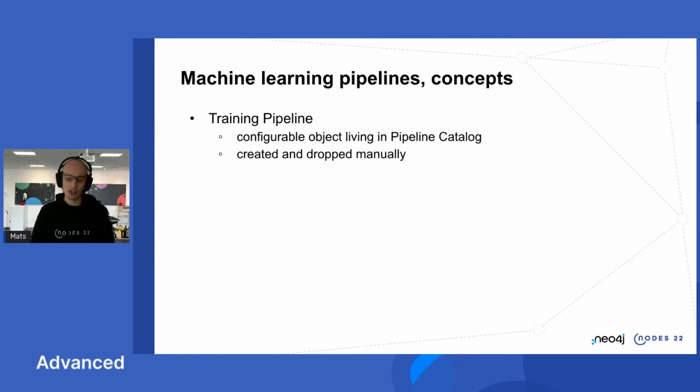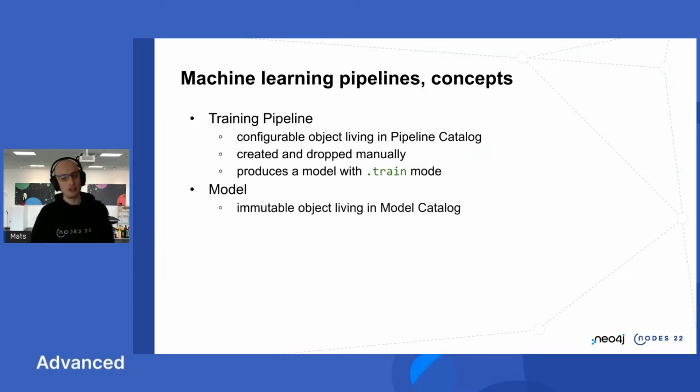It's a very lightweight object. It holds essentially just configuration. And you can configure it until you're done. And when you're done, you will call the train mode. And so you specify a pipeline and you'll train it, and then it will produce a trained model. The model then is an immutable object living in the model catalog. So you'll have your pipeline in your pipeline catalog, you'll configure it, and you can train multiple models with different configuration. And those models will end up in the model catalog, and then they don't change.